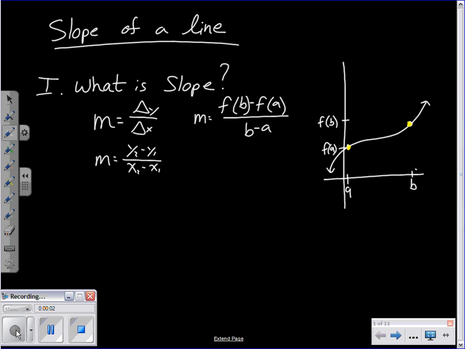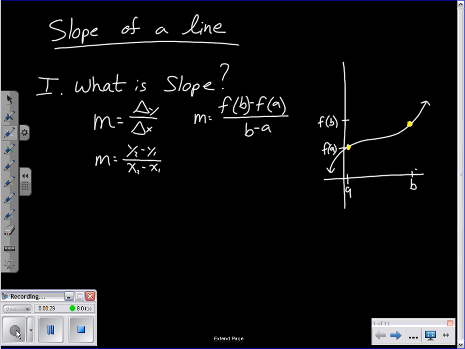Today what we're looking at is how to find the slope of a line. If you remember back to Algebra 1, slope is simply the change in y divided by the change in x, and we represent that as delta y over delta x. Algebraically, that looks like a y value minus another value of y, divided by an x value minus another value of x. So y2 minus y1 over x2 minus x1.